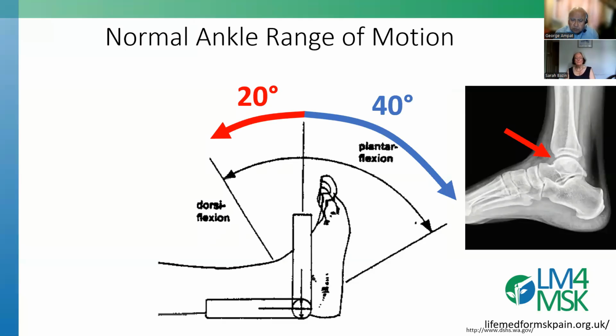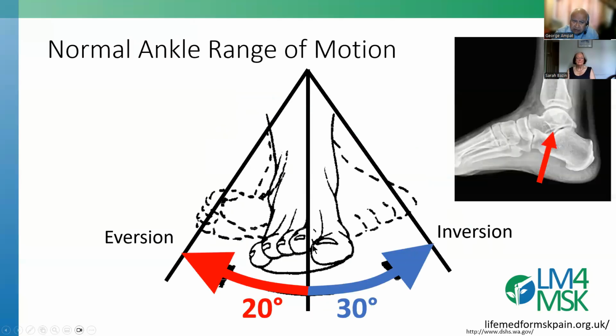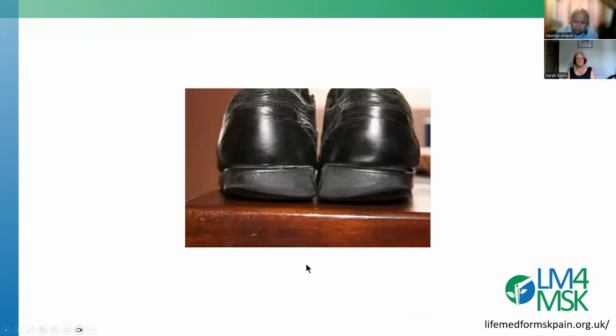Now, there are two movements in the ankle. One is dorsiflexion and plantar flexion. The foot coming up is dorsiflexion, going down is plantar flexion. That occurs in this joint here, which is the ankle joint. Whereas the side-to-side motion, which is inversion and eversion, does not occur at the ankle joint but occurs in the joint here, the subtalar joint. So side-to-side motion is in the subtalar joint.